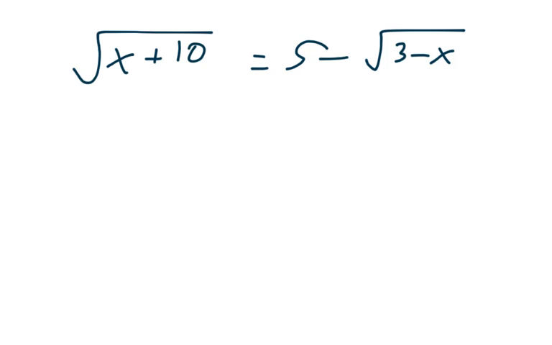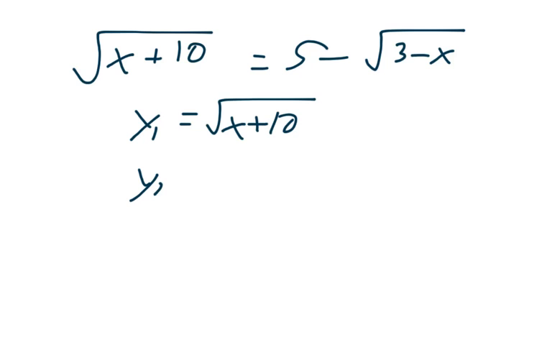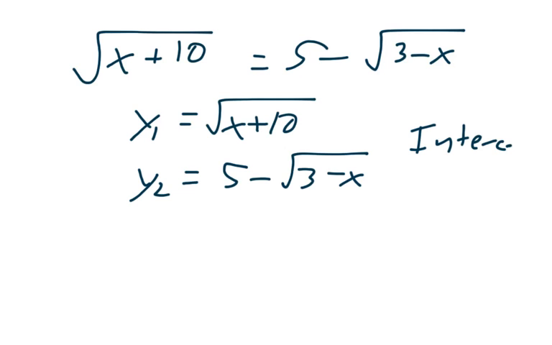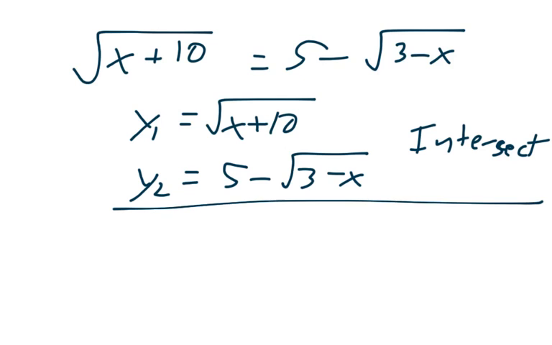Finally, we have this one, which we want to solve by graphing. In y1, I'm going to put the square root of x plus 10. In y2, I'm going to put 5 minus the square root of 3 minus x. And what we're going to do is look for the intersection. Alright, so once you have those in, you hit second trace, and then 5.